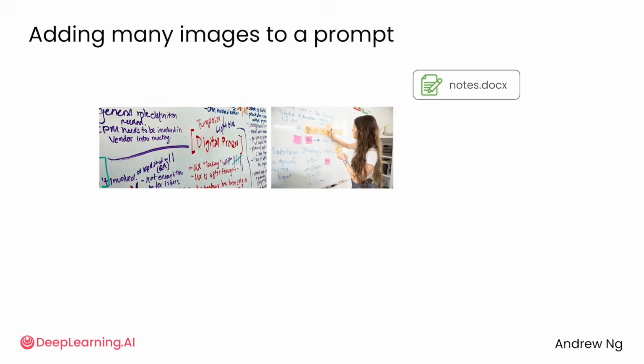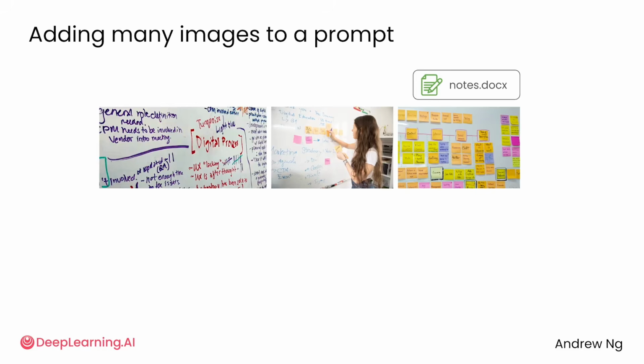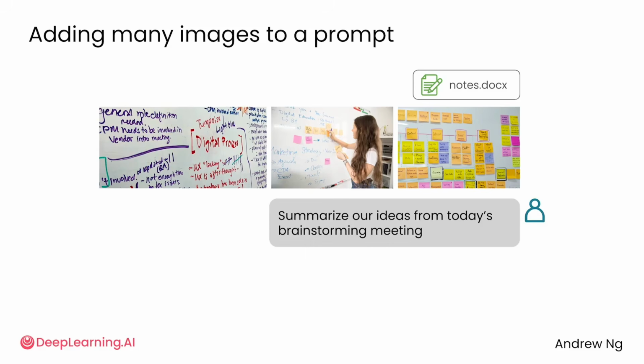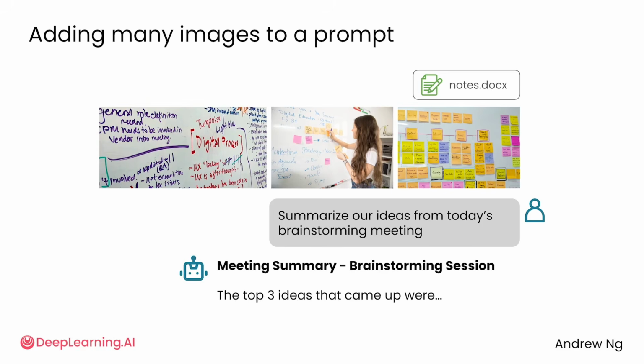Rather than uploading a single image to AI, sometimes you can upload many images. For example, if you just had a brainstorming session and had some notes you've taken as well as pictures of post-it notes and whiteboards, you can upload pictures and notes to an AI model and ask it to summarize the ideas from today's brainstorming meeting. And again, it will probably do a decent job interpreting these images to come up with some summary. Probably not perfect, so it's worth double-checking its output, but this could help you accelerate coming up with notes from today's meeting.